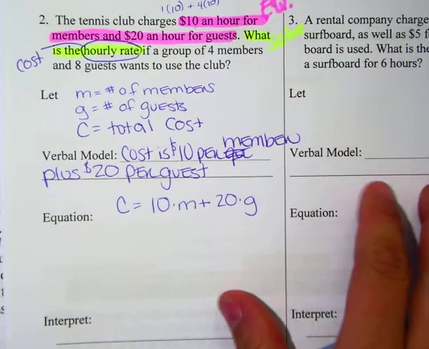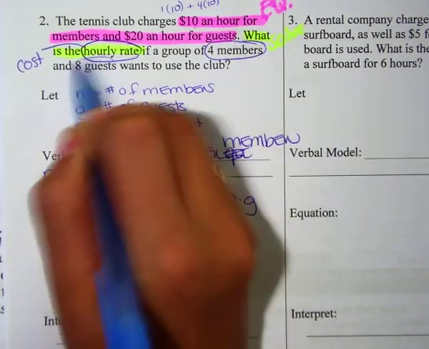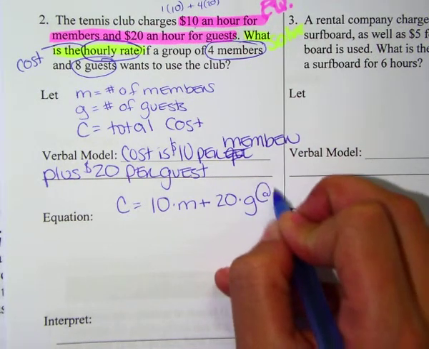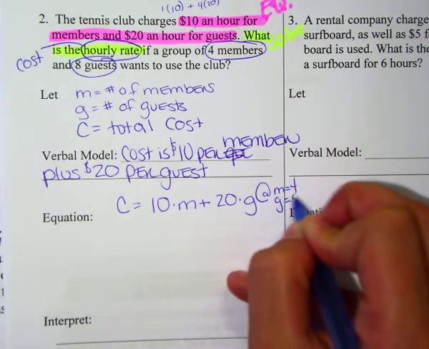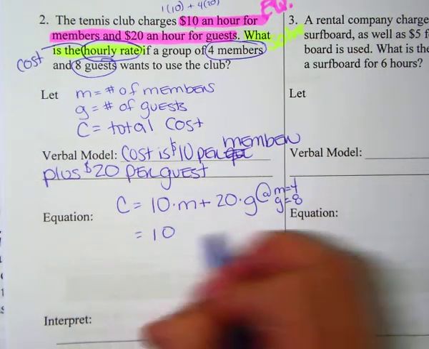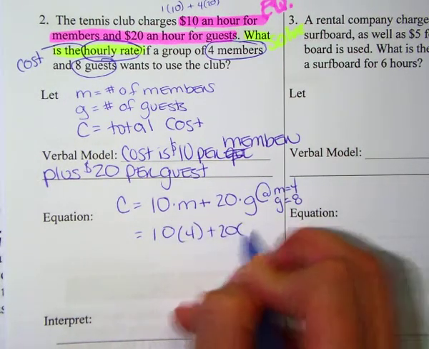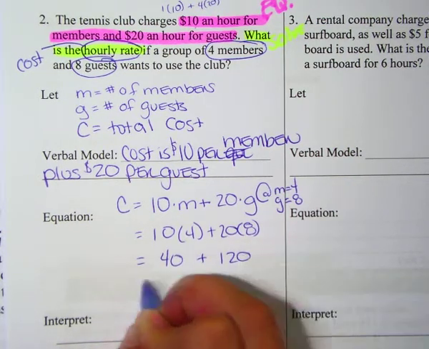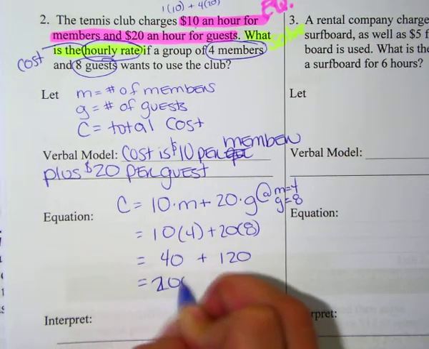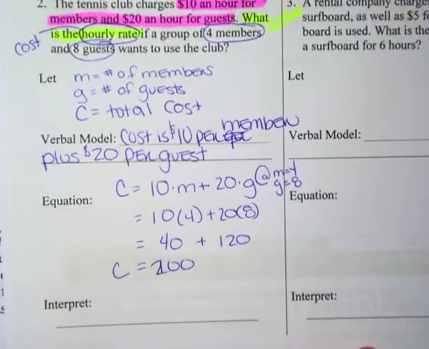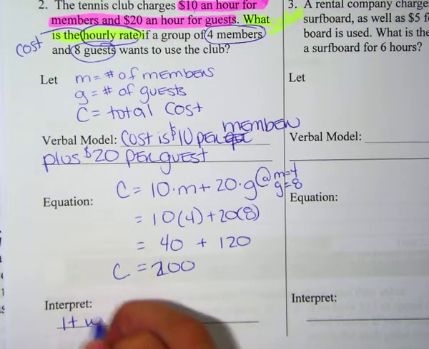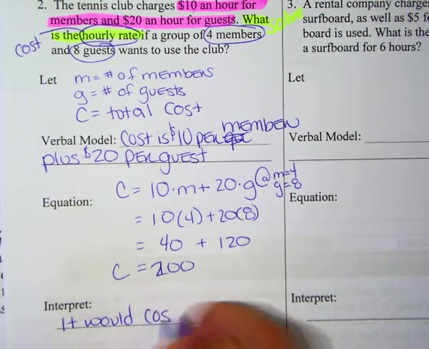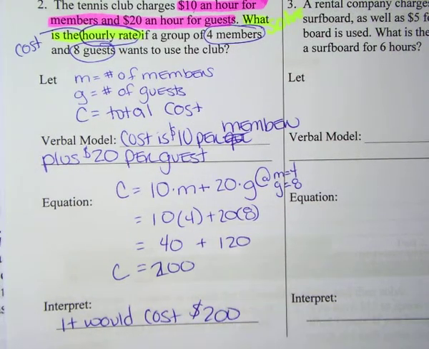Now I need something to substitute, so I go back. I see I have 4 members, 8 guests. So I'm going to solve this at M equals 4 and G equals 8. Substitute. Simplify. $200. Cost is $200. Interpret. It would cost $200 for the hourly rate. Wow. Let's try this one more time.